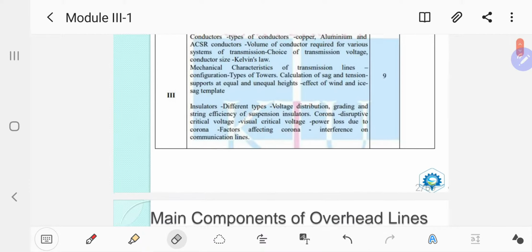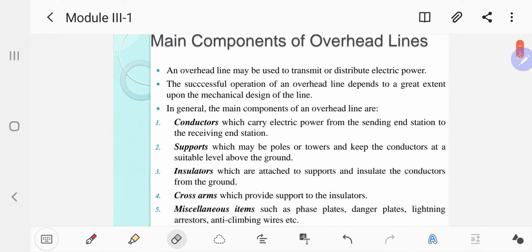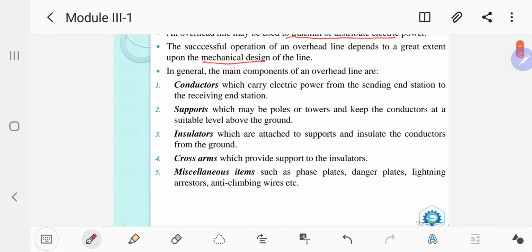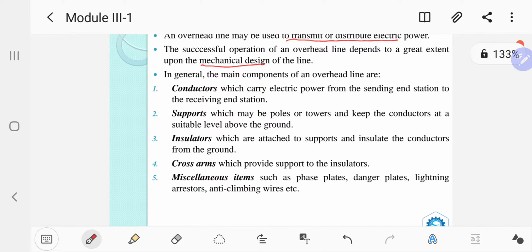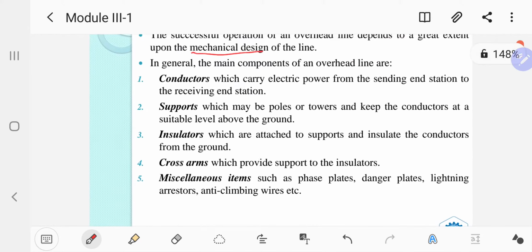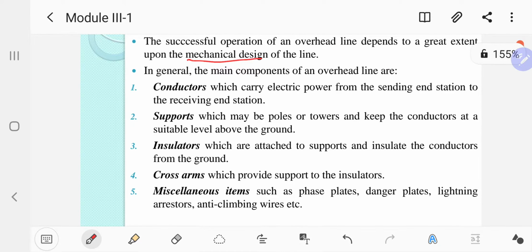So, let's move on to the main components of an overhead transmission line. An overhead transmission line is mainly used for transmitting and distributing electric power, and its successful operation depends upon the mechanical design of the line. So, what are the main components of an overhead transmission line? The first and most important one is the conductor. Conductors are materials which can carry the electric power from the sending end towards the receiving end.